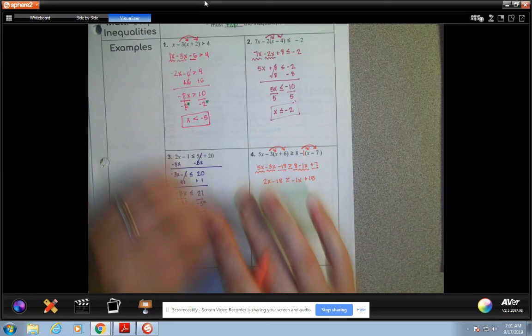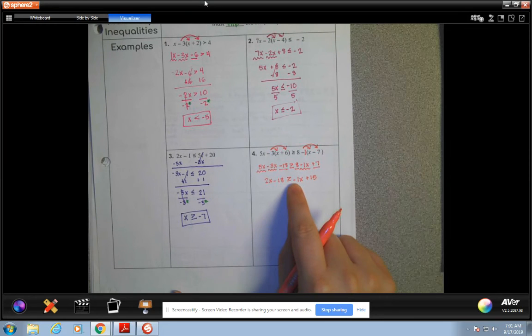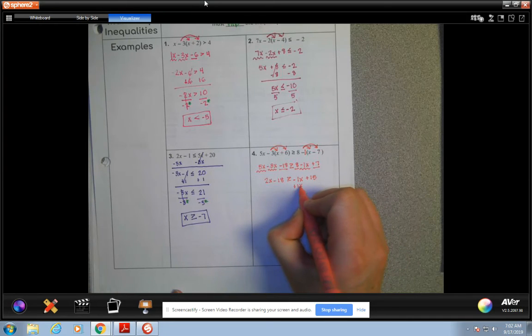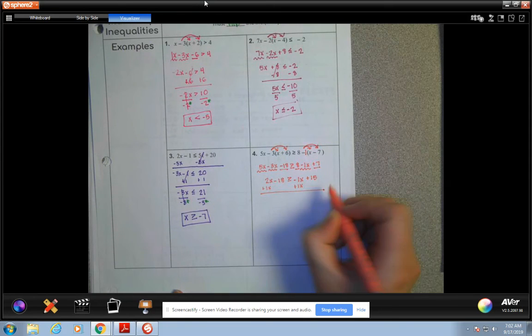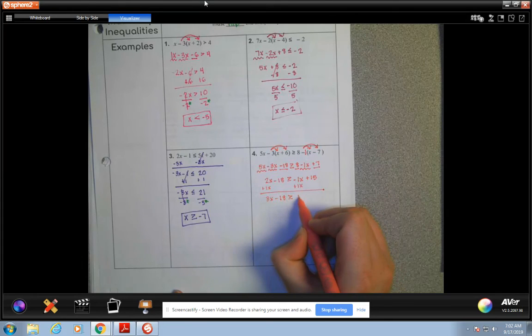All right. Now remember, here you always want to try and move your variable first. So like I said before, I always try to move the one from the right to the left. So this is a -1x. I have to do opposite of that to move it over here. So we're going to say +1x, +1x. All right, and what we get is a 3x minus 18 is greater than or equal to +15.